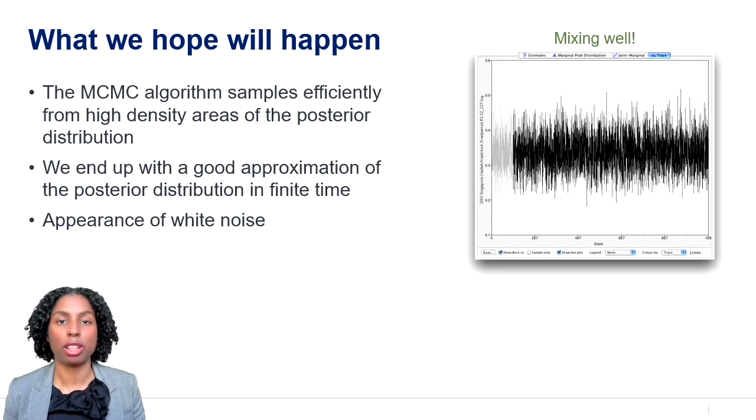Now let's evaluate different chain behaviors. In this case, the chain looks like white noise, which is an indication that it is mixing well and sampling efficiently from high-density areas of the posterior distribution. This means that we obtained a good approximation of the posterior distribution in finite time. But this is not always the case.